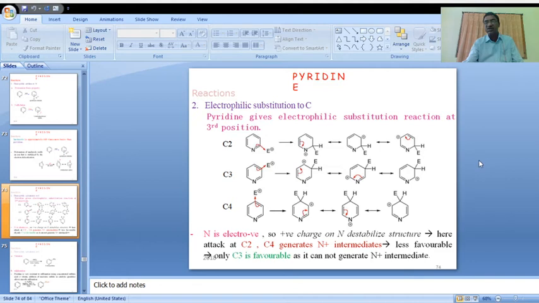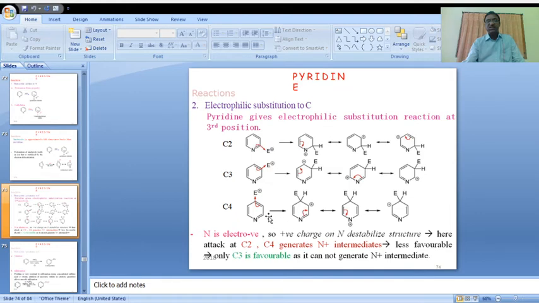From this we cannot write another structure. If we write loss of H plus or loss of E plus, we will get the original structure. Is it clear? From this we cannot write another new one. These are the contributing resonance structures from attack of electrophile on C3 position. Okay.